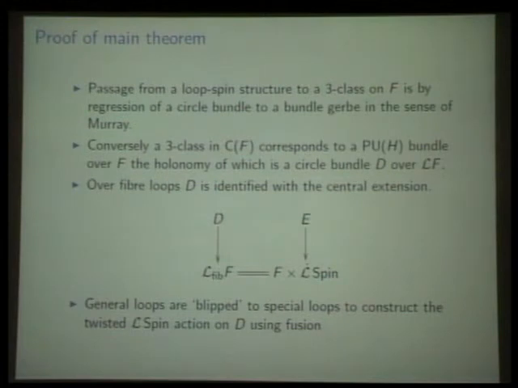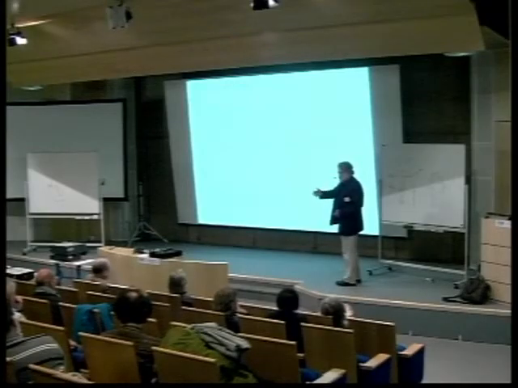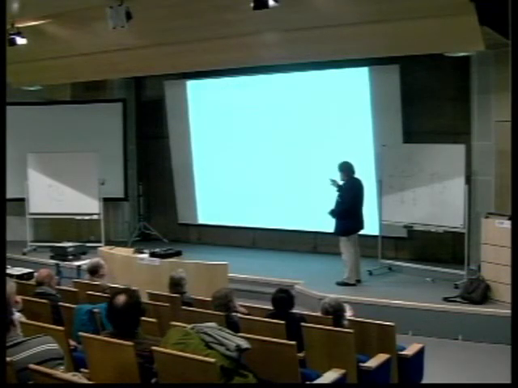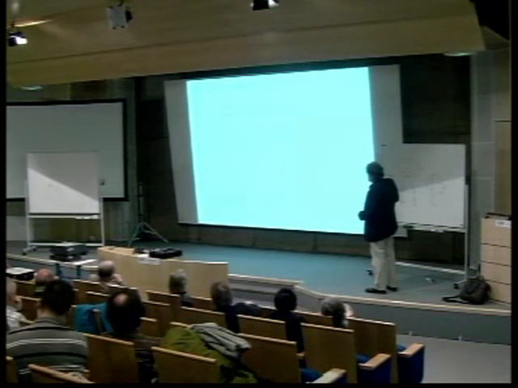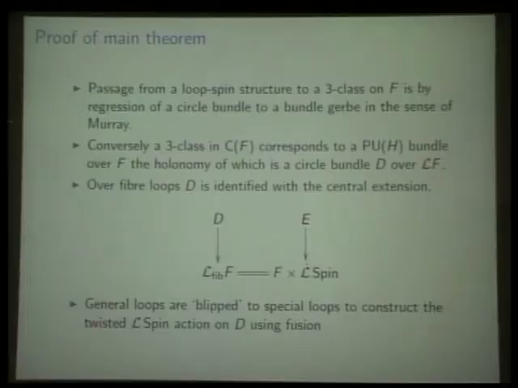Okay, so let me just say a word about the proof of this main theorem before I run. So, what we're trying to do, one direction is relatively easy. In fact, the regression direction is quite easy. Because we put lots of conditions on the loop spin structure, it's easy to see such a loop spin structure gives you a 3-class. That's straightforward. It gives you a string structure, if you like. It's the other way around that is hard. Because we put lots of conditions on the loop spin structure, it becomes hard to construct.